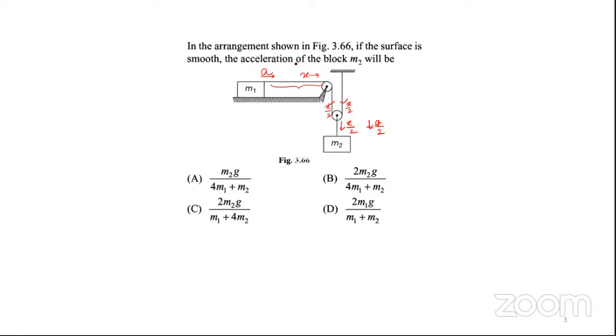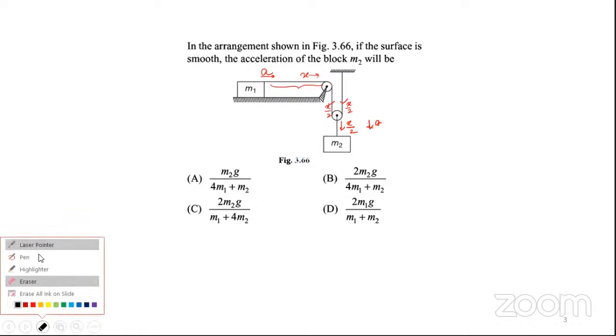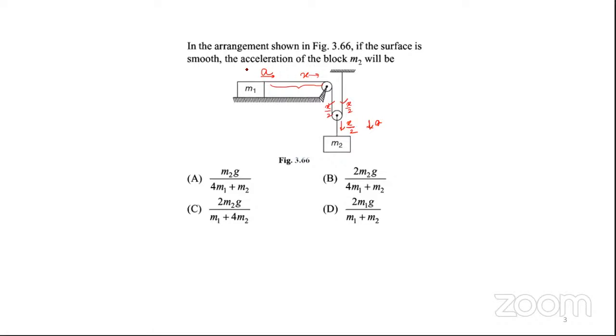We wanted to find the acceleration of the block M2. So for M2, let's suppose the acceleration is A. We'll take this as A, so for M1 it will become 2A. All right, so let's take tensions. If there is T in this string, this T will be over here and here, and T and T. So in this string there will be 2T.